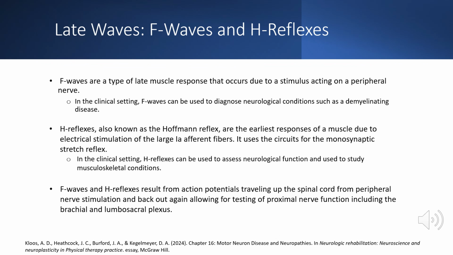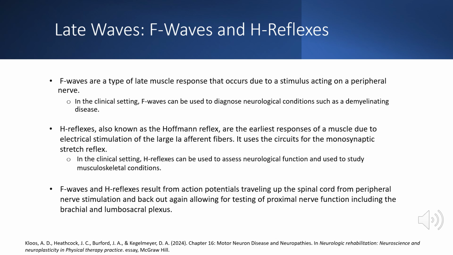Next, we're going to be talking about F waves and H reflexes. So F waves and H reflexes are important late muscle responses that provide diagnostic information. F waves occur when a stimulus travels up the spinal cord and back down, testing the entire length of the nerve. H reflexes, or Hoffman reflexes, use the monosynaptic stretch reflex circuit and can help diagnose musculoskeletal conditions and neurological function. Both are essential for assessing proximal nerve function, including brachial and lumbosacral plexus.